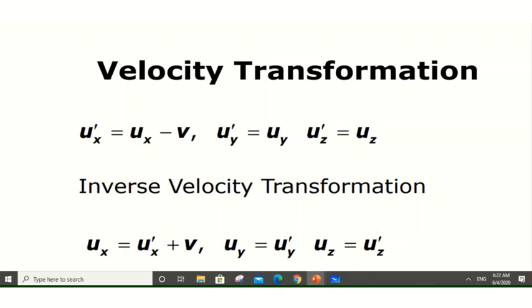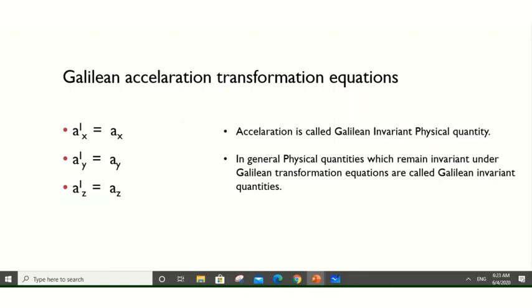So these are the velocity transformation equations. If we look for the Galilean acceleration transformation equations, we can obtain a dash x is equal to ax itself, a dash y is equal to ay, a dash z is equal to az. This is because we are obtaining it by differentiating the velocity transformation equations again with respect to t, since t is equal to t dash, and we can obtain these equations because dv by dt is equal to 0.